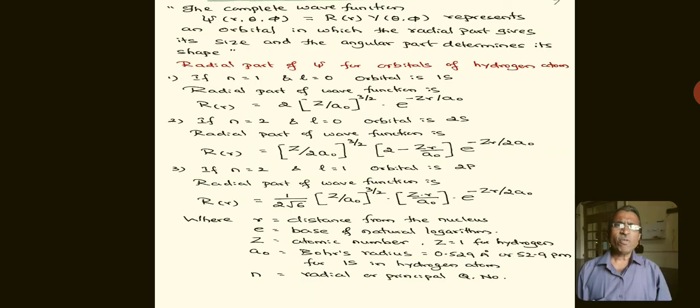The complete wave function psi, which is a function of r, theta and phi, is equal to R, a function of r, and Y, a function of theta and phi. It represents an orbital in which the radial part gives its size and the angular part determines its shape. This is how the word orbital has come from the wave mechanical model.